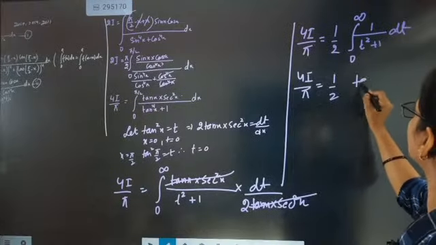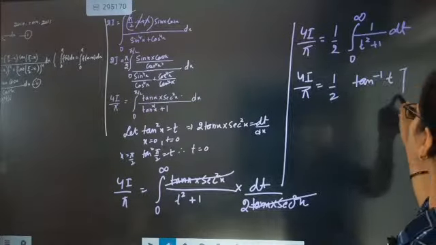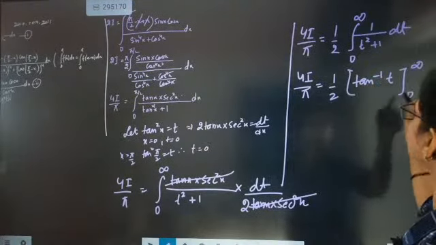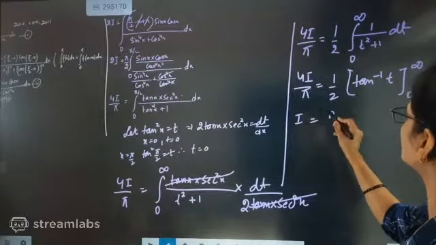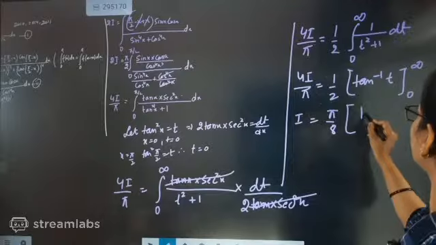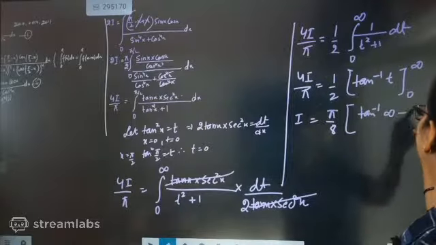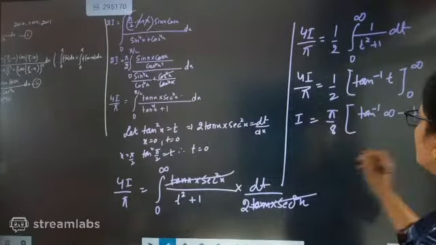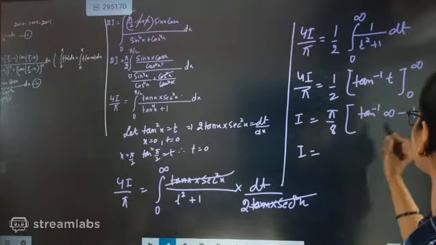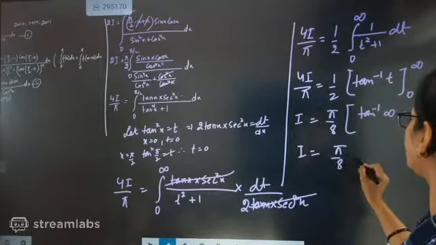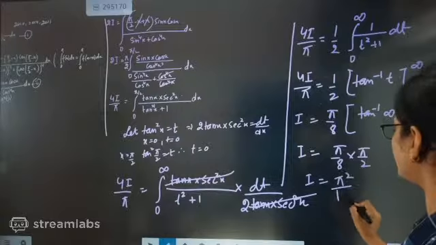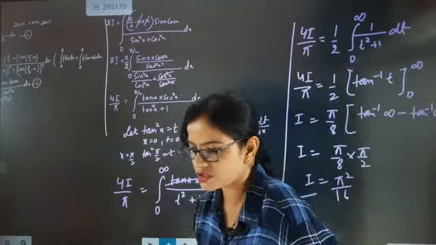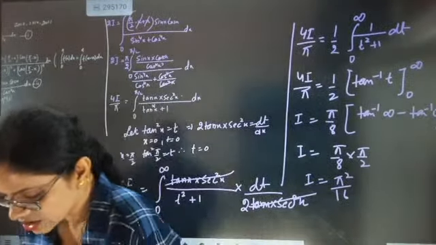Which is going to give you 1 by 2 tan inverse t from 0 to infinity. So I will be equal to pi by 8, here tan inverse infinity minus tan inverse 0, story over. So it is exactly going to give you pi by 8 into pi by 2. So I will be equal to pi square by 16, answer. Very good Ashutosh, the answer is absolutely correct.